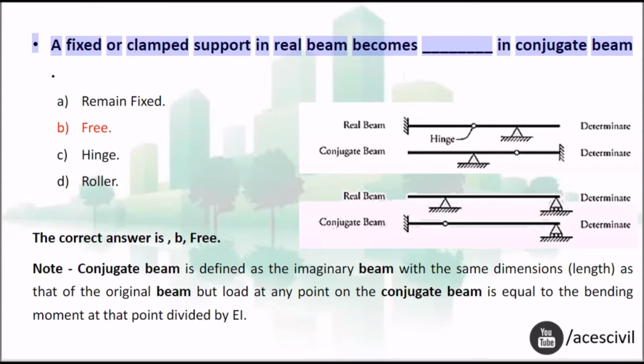A fixed or clamp support in real beam becomes in conjugate beam. A. Remain fixed. B. Free. C. Hinge. D. Roller. The correct answer is B. Free.